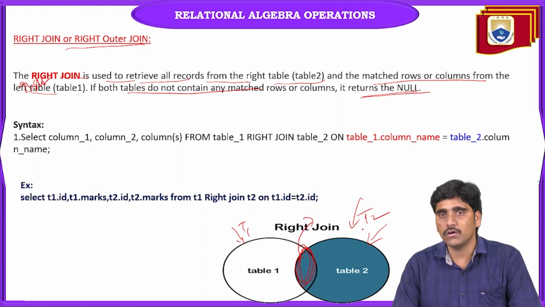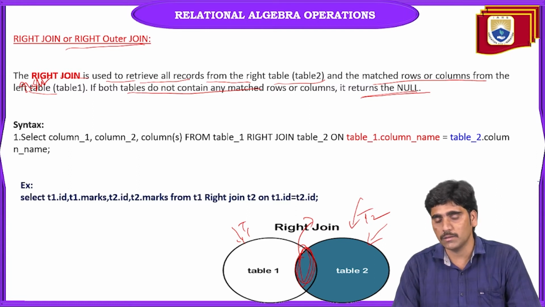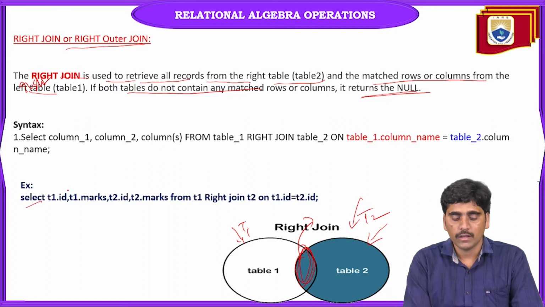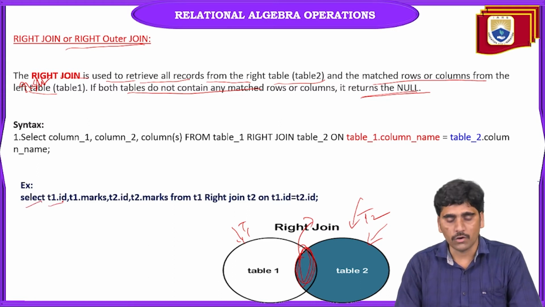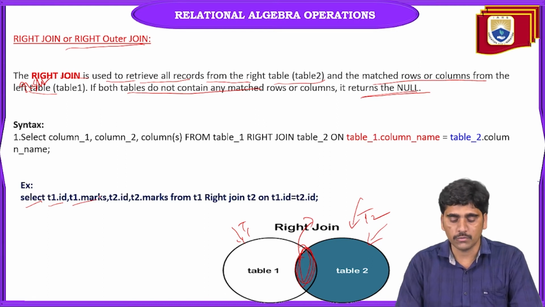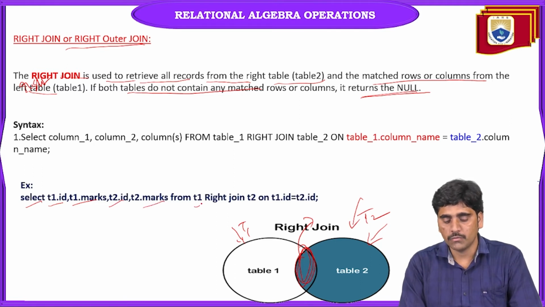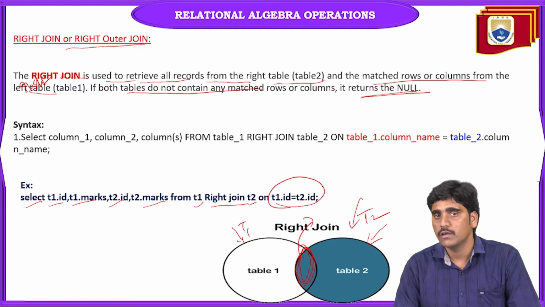It is displaying all the right side table values, that is nothing but second table values. So the syntax is what? Select table 1 of column 1, table 2 of column 1, table 1 of column 2. Similarly, table 2 of column 1, table 2 of column 2 from table 1 join type table 2 on what condition? t1.id equals t2.id on this condition.